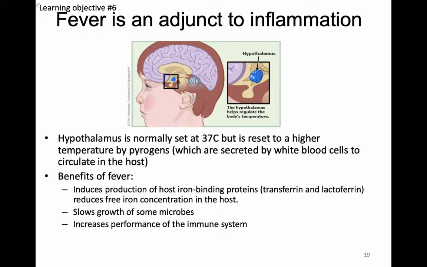The benefits of fever are threefold. We have the outcome of induction of production of host iron-binding proteins. Two examples of iron-binding proteins that humans can make are transferrin and lactoferrin. Both of these molecules reduce circulating free iron in the host, and iron is an essential nutrient for microbes. So without free iron, microbes cannot reproduce and replicate. Fever is also thought to slow growth of some microbes, and it seems to increase the performance of the immune system and ability of the immune system to respond.